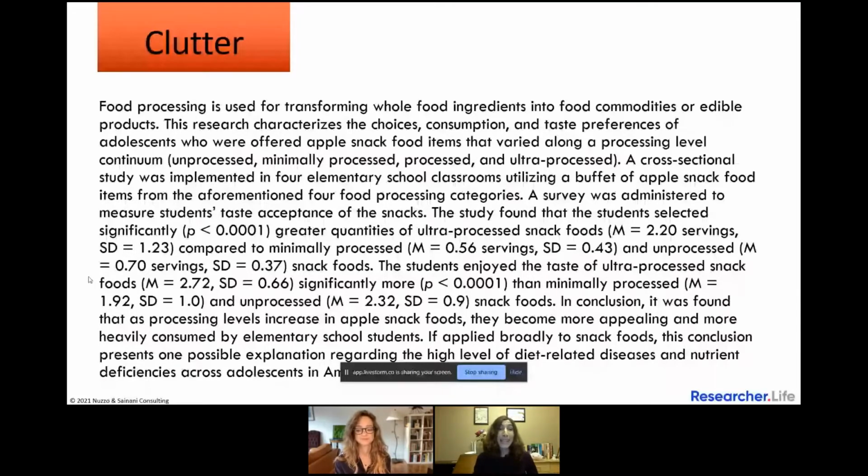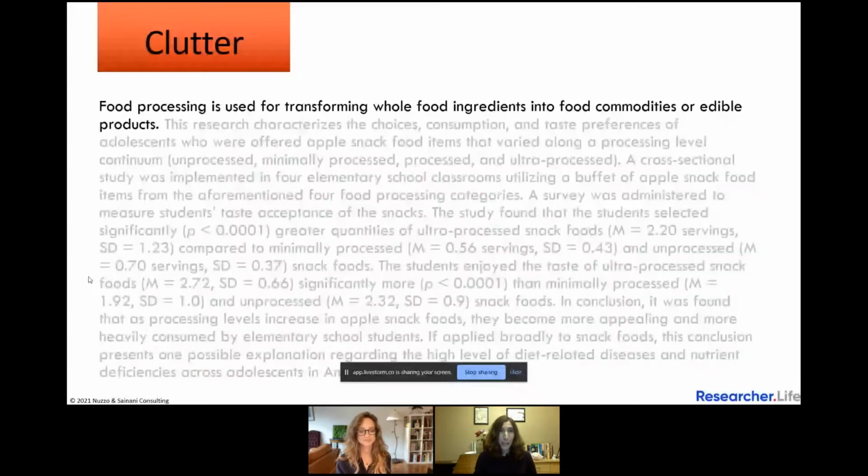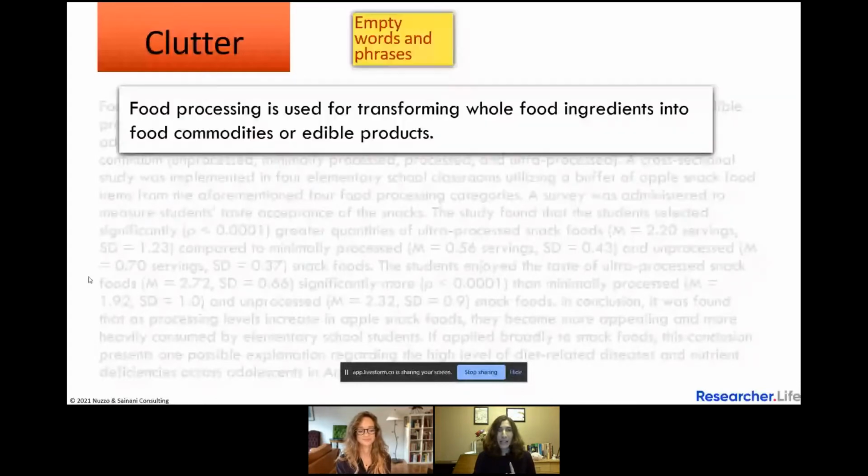So one of the main things that I did was actually to cut clutter. There was a lot of clutter. You could probably hear it, right, when I was reading that out loud. I'm going to start just with the very first sentence here. It says, again, food processing is used for transforming whole food ingredients into food commodities or edible products. What do you think, Regina?